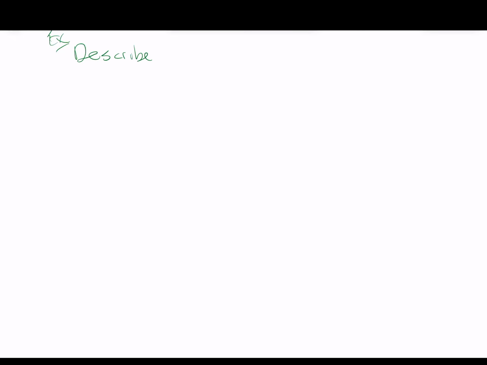Describe all x values within a distance of 3 from the number 2. Okay, so how do we do this?